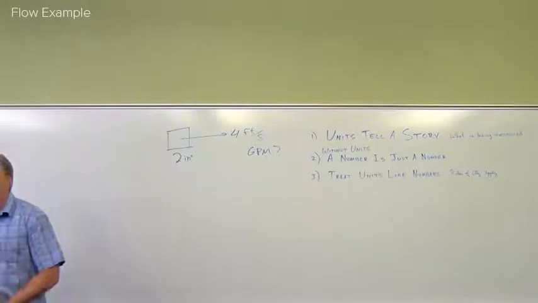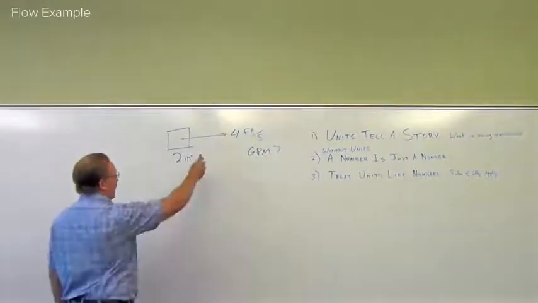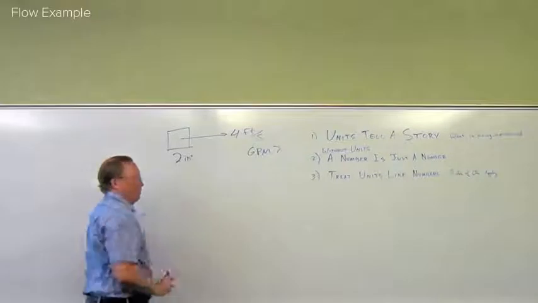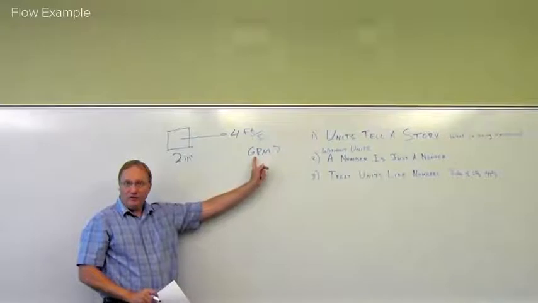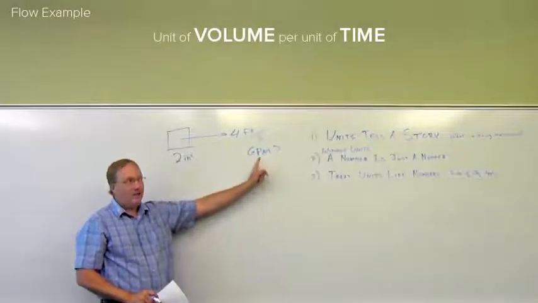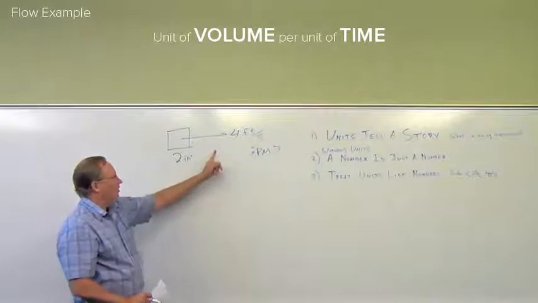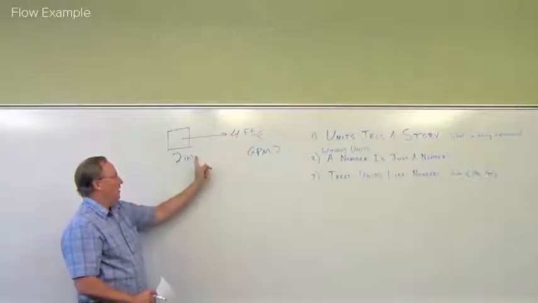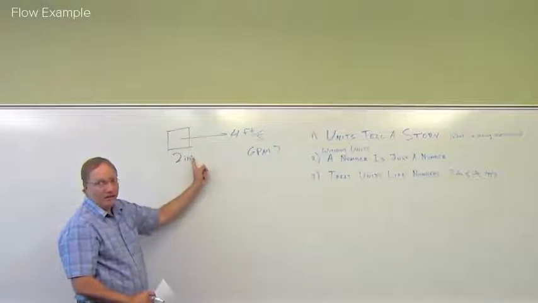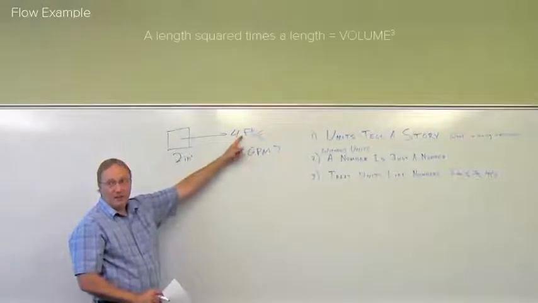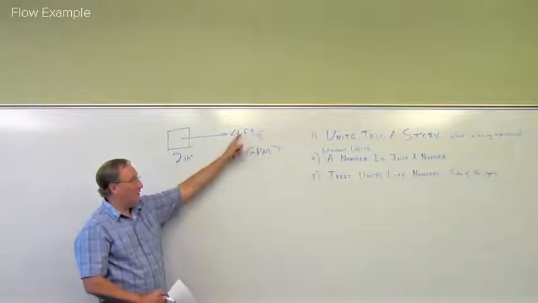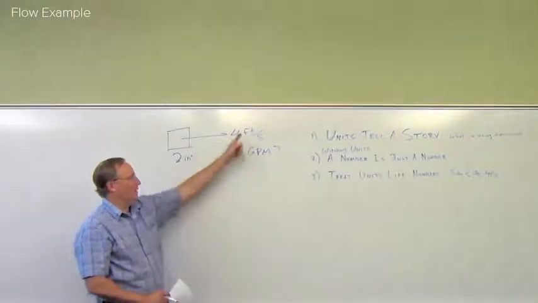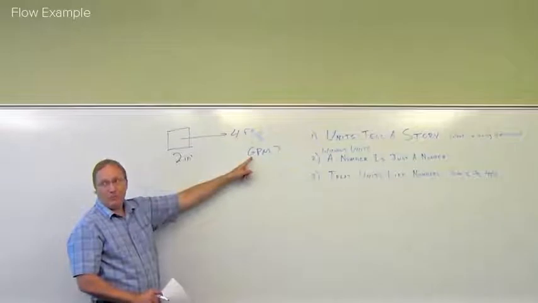So I need some forms of 1 to multiply or divide by to get me from here to gallons per minute. So what is this? Gallons per minute, that's a unit of volume per unit of time. What do we have here? Square inches times feet per second. Well, square inches is a length squared, and this is a length. So length squared times the length is volume, cubic. So now I have a unit of volume divided by time. So yes, in fact, it is possible to go from here to here, because this is a volume per time, and this is a volume per time as well.